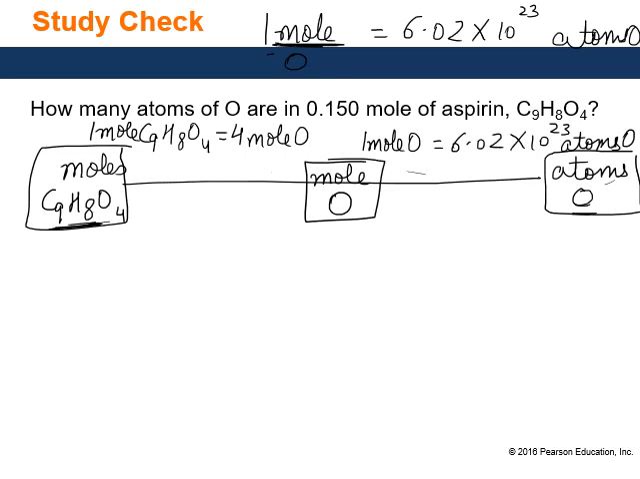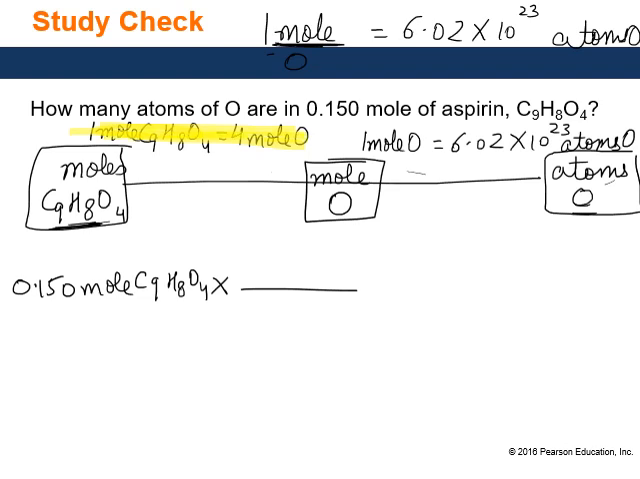Okay, so now we start with what's given, which is 0.150 moles of C9H8O4. I will multiply it with a fraction that comes from my first conversion factor, which is this. So one of these has to go in the bottom and one goes in the top of my fraction. How do I decide that? That depends on what is my starting unit.